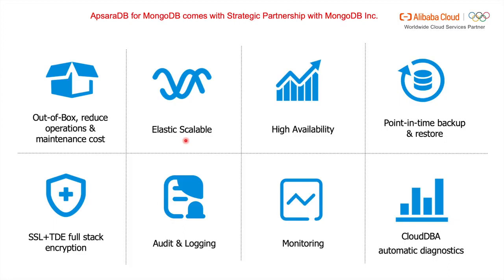Then high availability. In MongoDB, we have different kinds of editions, I can say. One comes with the replica set and one comes with the shard. In each of these methods, there is a secondary node which acts as a kind of standby node.